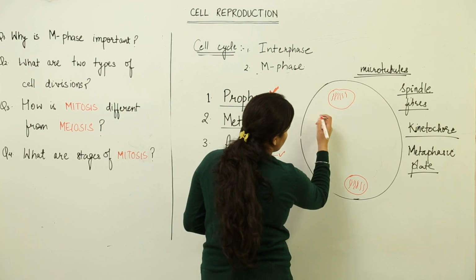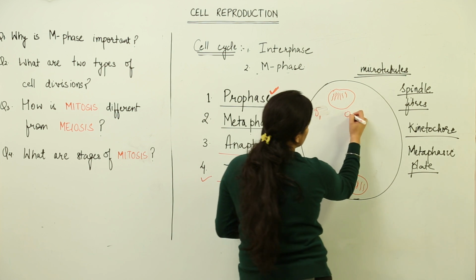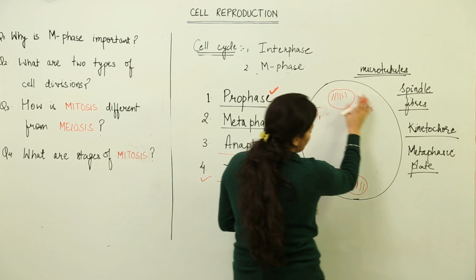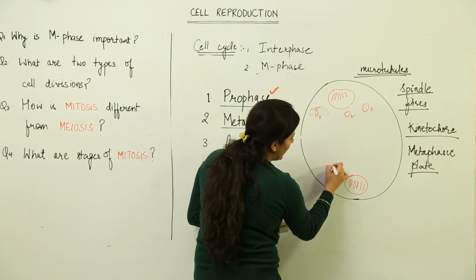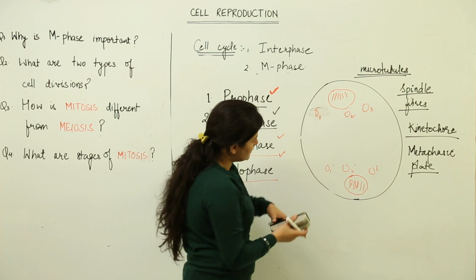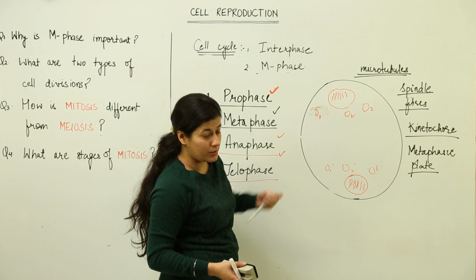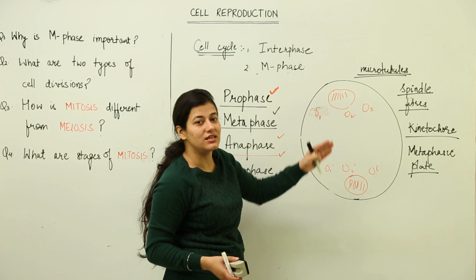So you have a sort of separation. The organelles for this cell, suppose this is organelle 1, organelle 2, organelle 3, they also arrange themselves over here, and this is organelle 1 dash, organelle 2 dash, organelle 3 dash. So there is a clear-cut separation. As you can see, you are having two daughter nuclei being formed, but they are present inside a single cell for now.